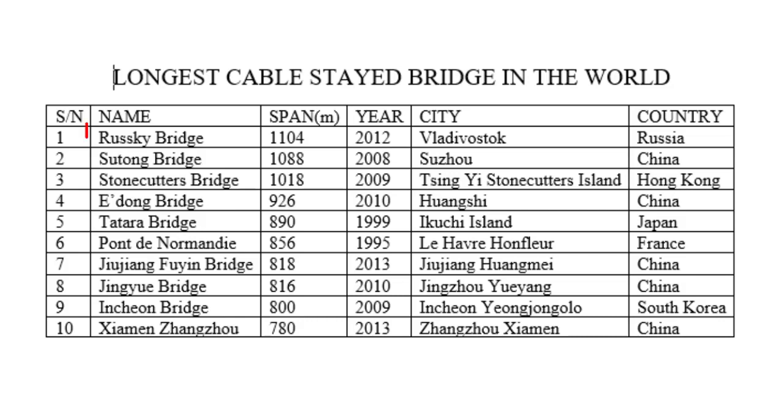These are some of the longest cable stayed bridges that have been constructed around the world. The number one is the Russky Bridge that is located in Russia. It was opened in 2012 and the span of the cable stayed bridge is 1104 meters. We also have the Sutong Bridge in China, then we have many more.